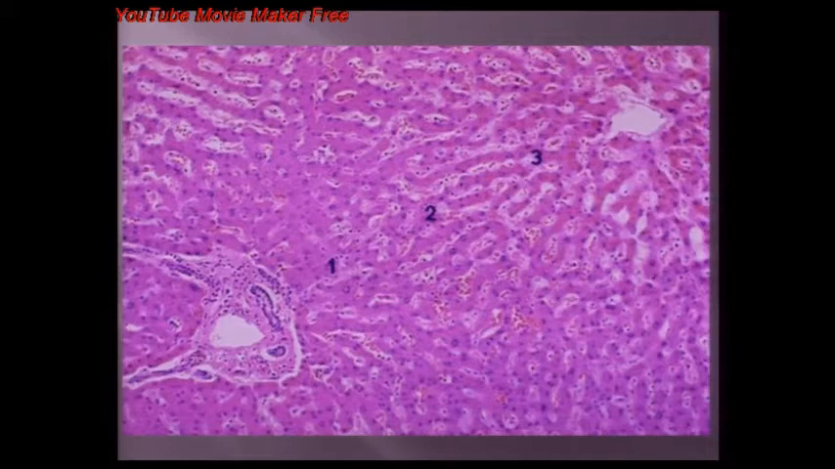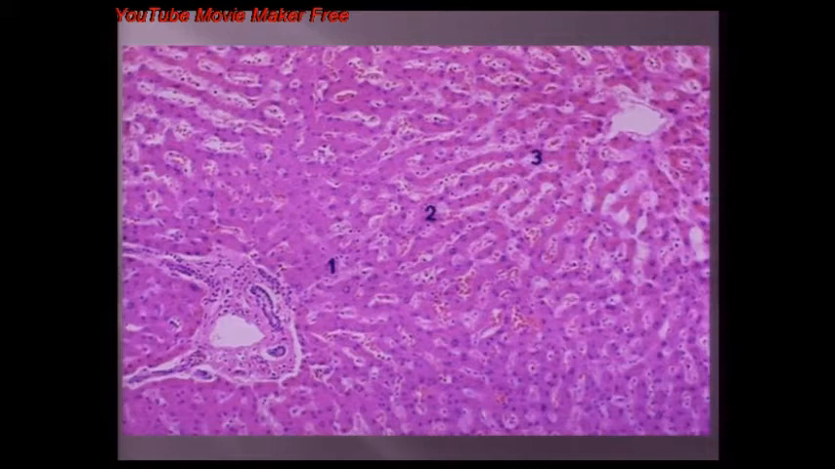Zone 1 is the hepatocytes right around the portal tract. We call that the periportal zone. Zone 2 is midzonal because it's in the middle. Zone 3 is pericentral, and these are the hepatocytes right around the central vein. There's no hard line between these zones.